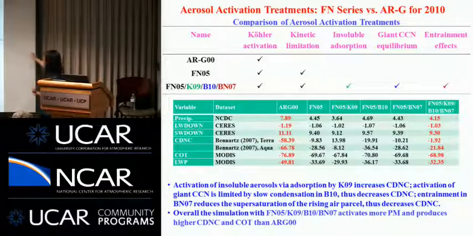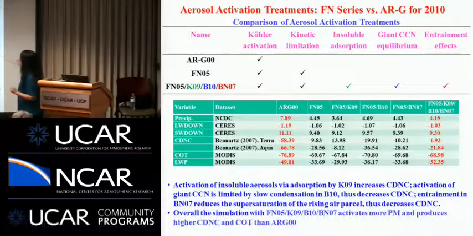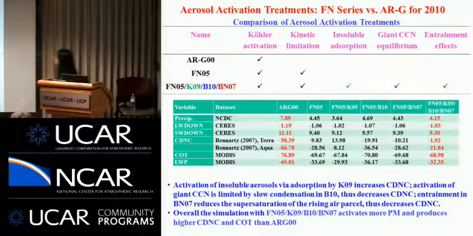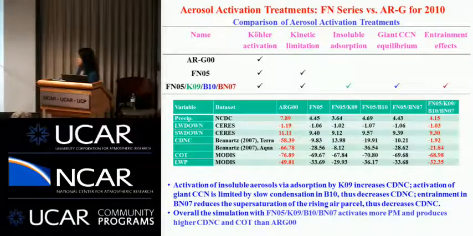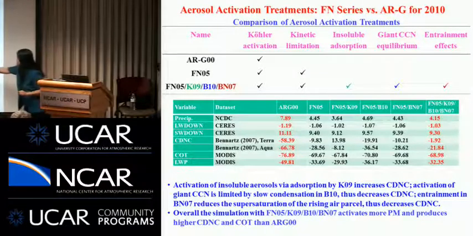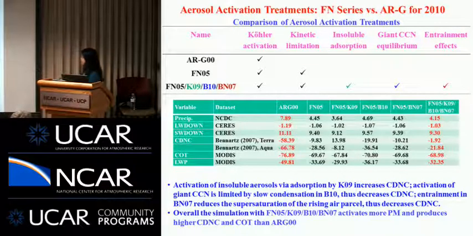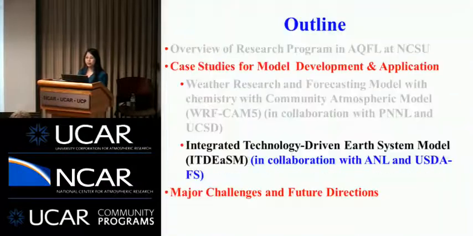Then when we consider this joint CCN equilibrium, we see reduced CDNC as compared to the baseline, but it is still an improvement as compared to Abdul-Razak. Similarly, cloud entrainment also leads to less CDNC as compared to the base FN 2005. But overall, when we combine everything together, the normalized mean bias is reduced significantly from roughly minus 60% to 2% against Terra. The other data set is reduced from minus 67 to minus 21, which indicates that using these Fountoukis and Nenes series of updates could lead to better model prediction for cloud droplet number concentration.